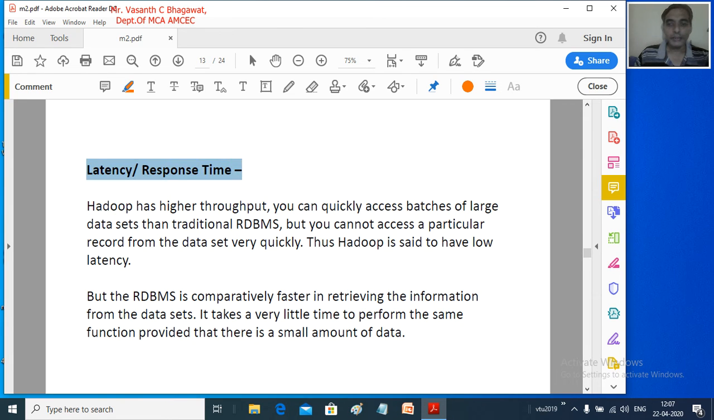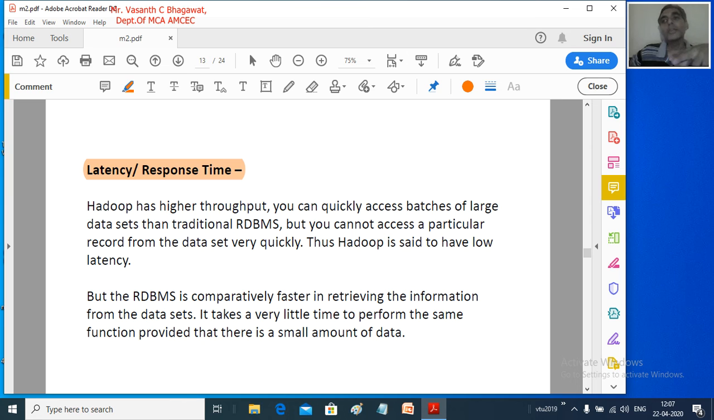The next feature we discuss here is latency, or response time. That is, how fast. Say, for example, when you store a huge amount of data in Hadoop, how much time do you require to access one particular record? Just think about that. Your record is not stored in one place, it is stored in HDFS, which means a distributed environment, in various places. If you want to access one particular record, obviously it will take time, right?